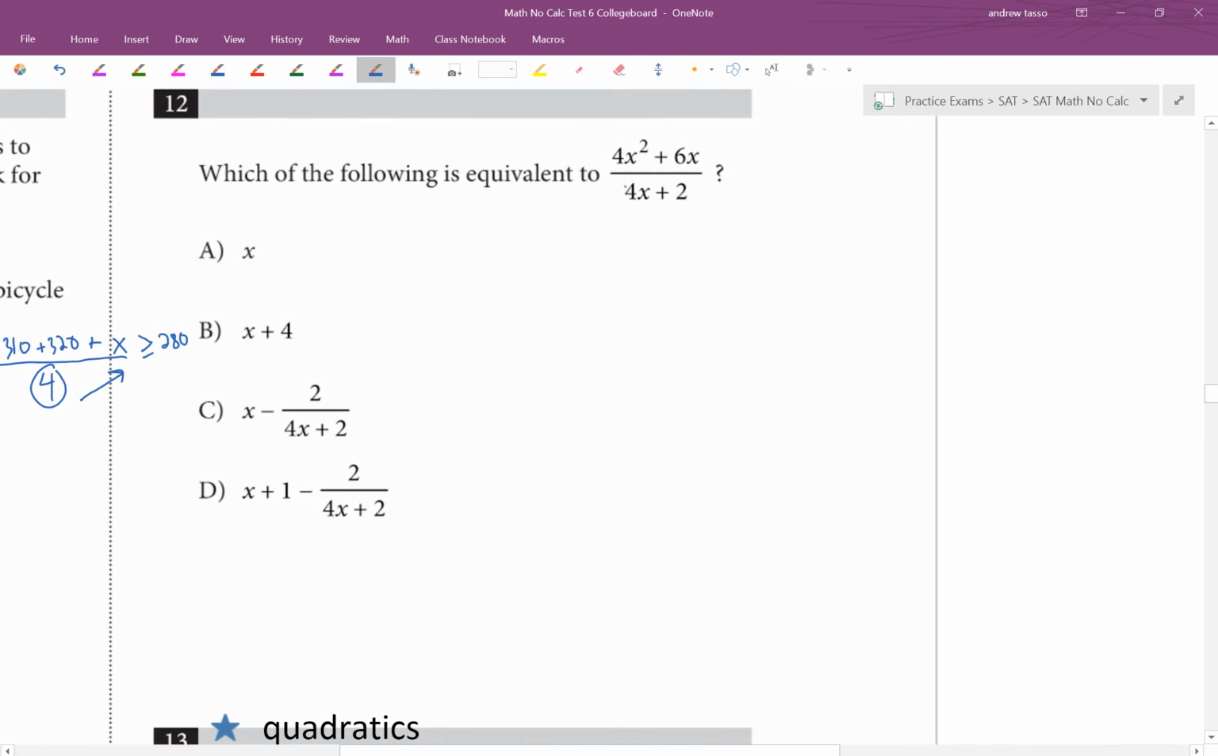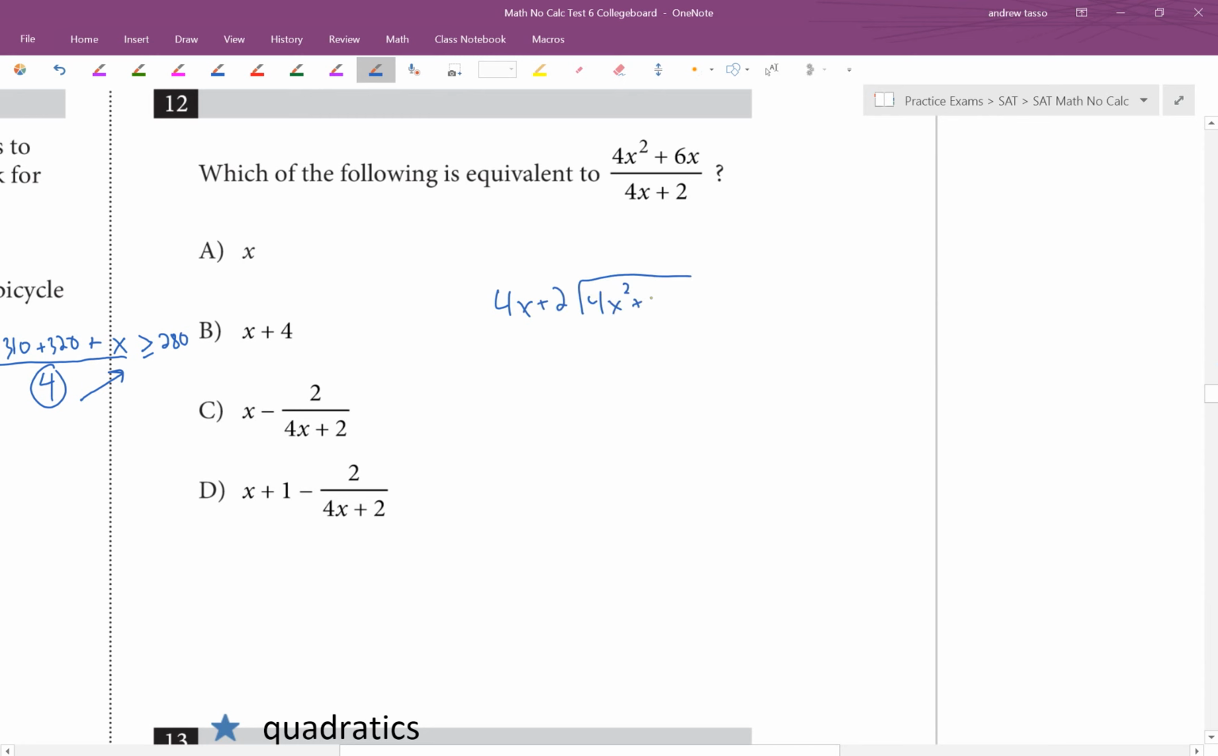Which of the following is equivalent to this, right? So one thing you cannot do, of course, is to do any sort of cancellations here, because these are in parentheses, right? Terms versus factors. So we can factor out, well, actually, now that I glance at the answer choices, I see what we're going to have to do is sort of a long division process. So let's set that up now.